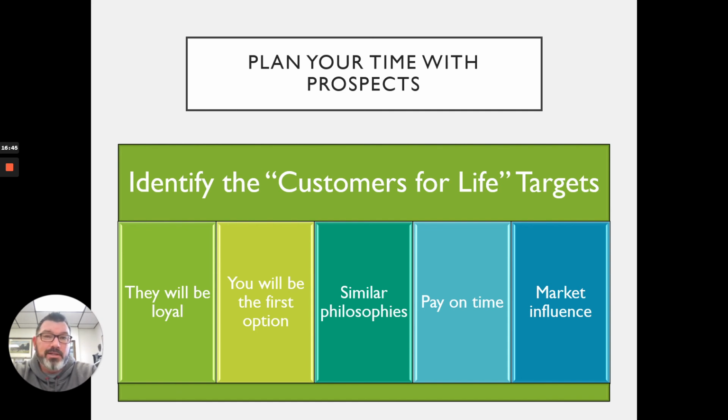Those are great. Trust me, it's very difficult to chase clients who don't pay on time. And then they have big market influence. They're movers and shakers that are well respected in the marketplace. So identify those people, and they should have an asterisk, a star, highlighted, whatever it might be in your prospect profile, because those would be key accounts in your marketplace.